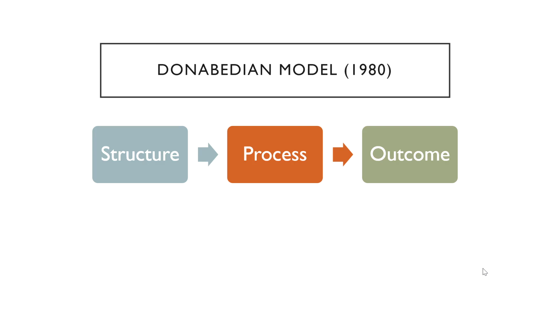A further model that we can look at is called the Donabedian model. It's developed by Dr. Donabedian. It's often called the Structure, Process, Outcome model, and it's a very foundational framework for assessing and improving healthcare quality. So if we start with part 1, which is structure, this refers to the organisational and environmental factors that influence healthcare delivery. So it's thinking about the physical resources.